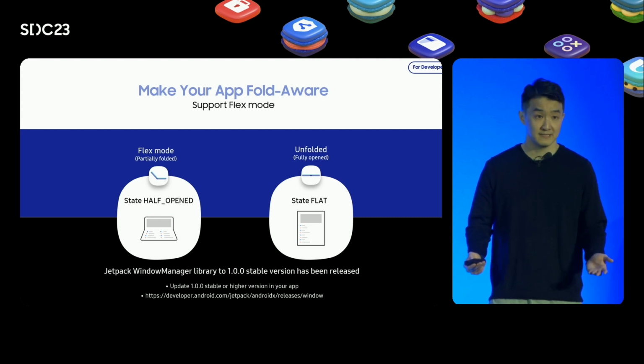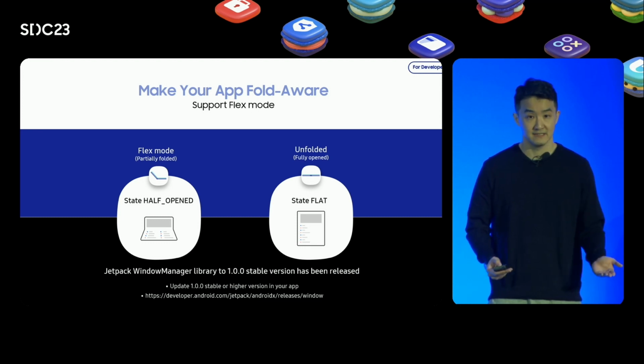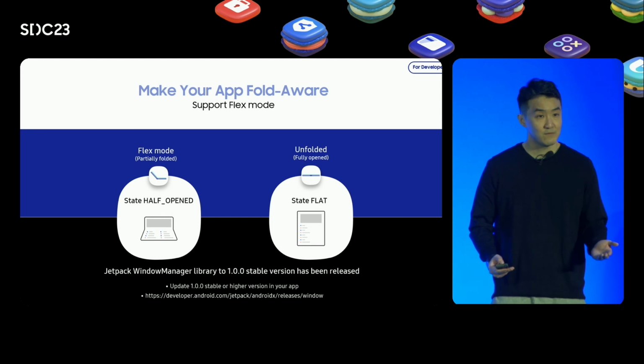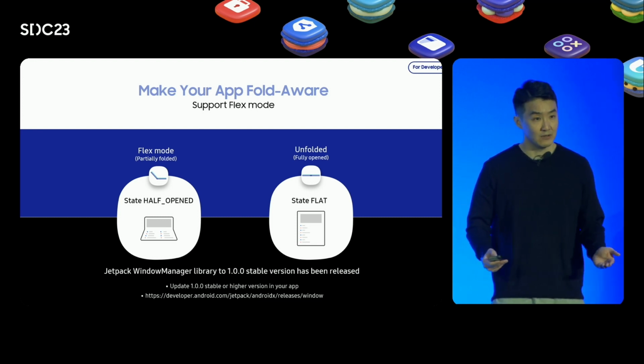You can support flex mode by making your app fold aware. To do that, we recommend using the Jetpack Window Manager library, which provides APIs for foldable devices. Through the library, Galaxy Z Fold and Z Flip notify apps whether they are in half-opened state or flat state. For flex mode, please consider designing a proper layout when the device is in a half-opened state.